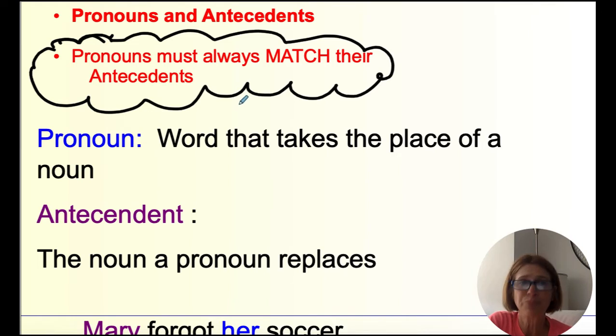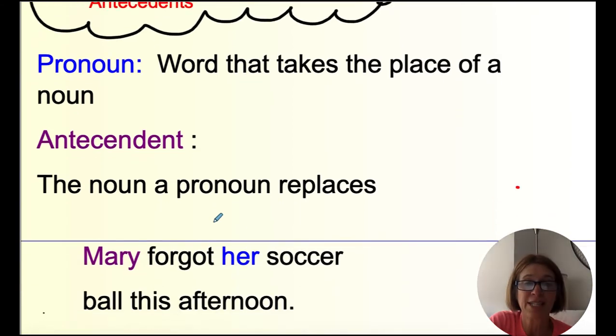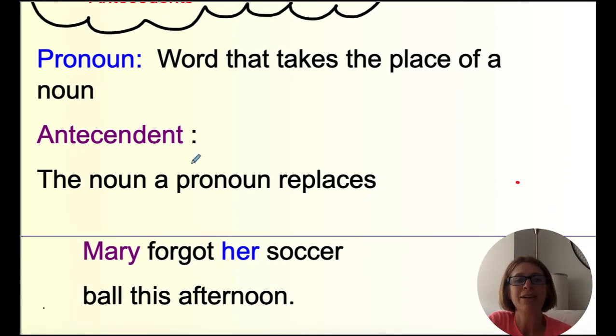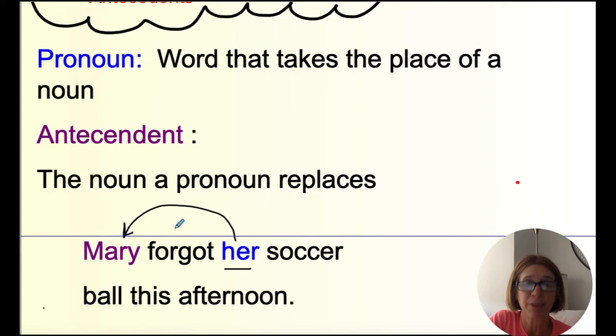So a review. Pronouns always have to match their antecedents. Let's make sure we know what they are. A pronoun is the word that takes the place of a noun, and the antecedent is the noun the pronoun replaces. Here's an example. Mary forgot her soccer ball this afternoon. Her is the pronoun, the antecedent is Mary. That's the noun that the pronoun is replacing.